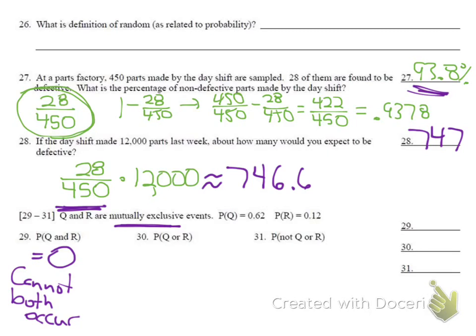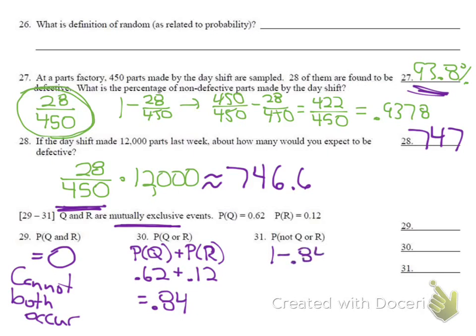But the probability that P or Q, this is our addition rule. We're going to take the probability of P plus the probability of R, actually the probability of Q plus the probability of R, and we get 0.62 plus 0.12, or 62 hundredths and 12 hundredths. We combine those, and that gives us 0.84, 84 hundredths, or an 84% chance of occurring. Now the probability of that not happening is going to be 1 minus 0.84, because if it does happen, we have 84%. The not would be the other value, and this comes out to be 16 hundredths, or 0.16, also known as 16% chance.